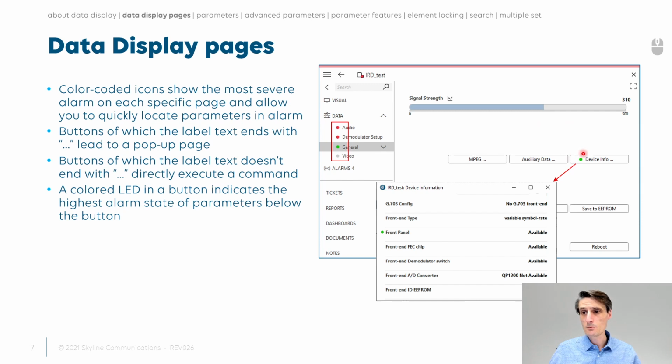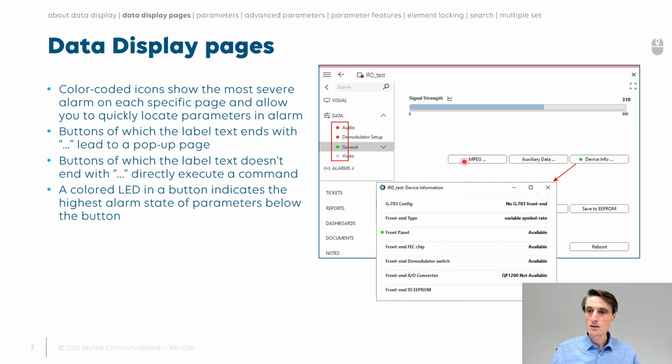If it is located on a pop-up page, those pop-up pages are also color-coded here. So here, underneath the general page, we have a pop-up page with some device info. As I mentioned, typically it can be used for less frequently used parameters, like the front panel or some chip demodulator switch availability things. Typically not something you use on a daily basis. So some device info we want to hide away a little bit more.